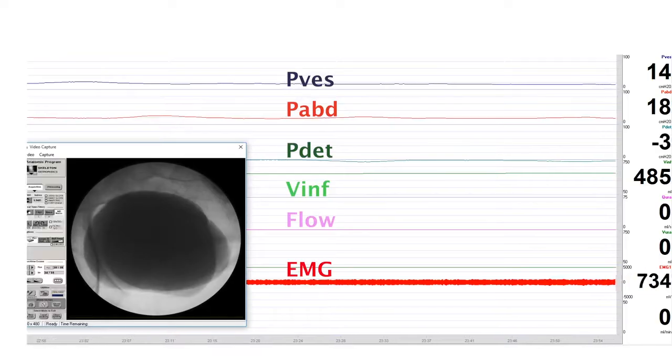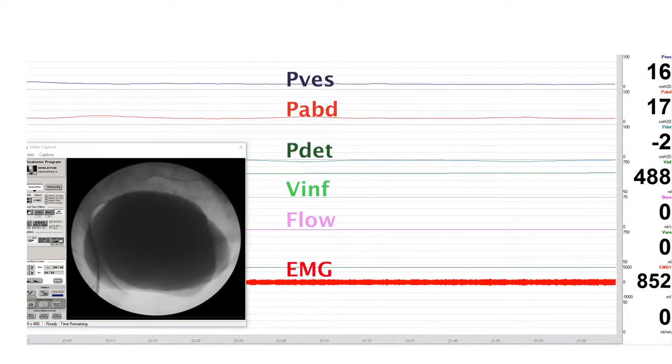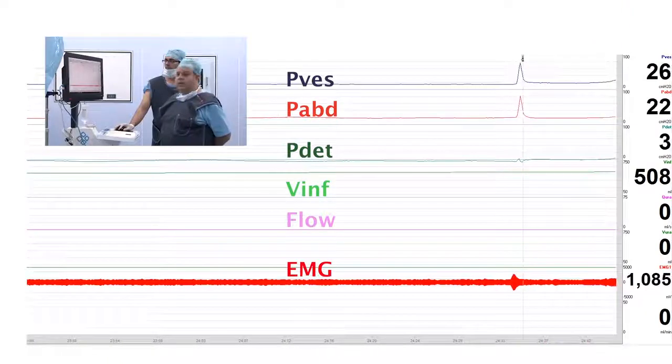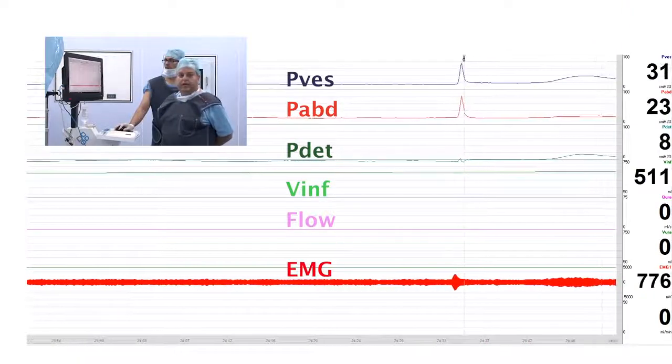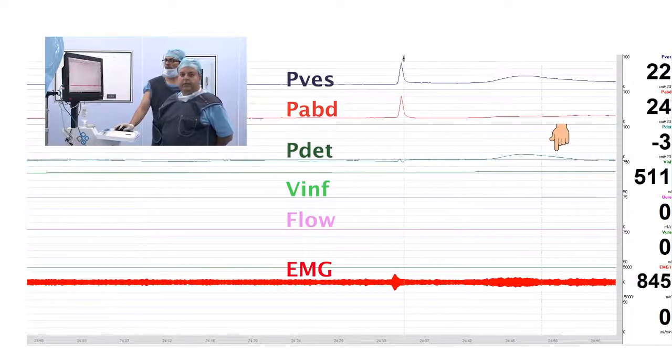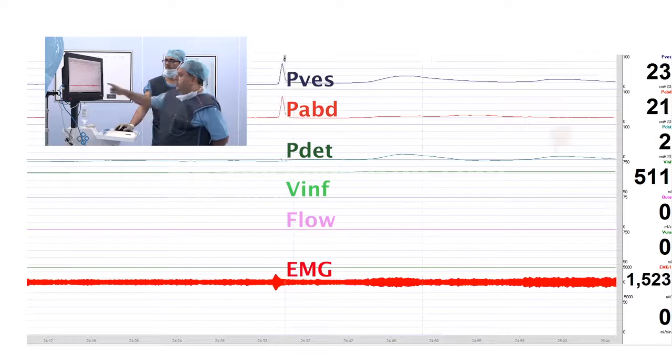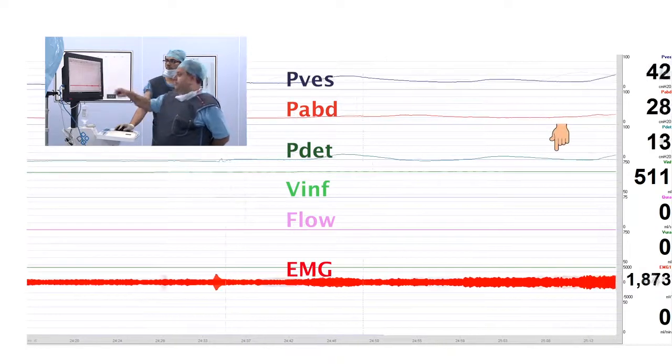We can see that the bladder is filled to nearly 500 cc, but the patient does not report any sensation. Patient now reports urgency. We can see that the detrusor pressure is rising while the abdomen pressure is flat, which suggests that there is a neurogenic detrusor overactivity.